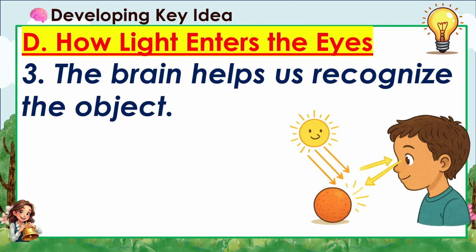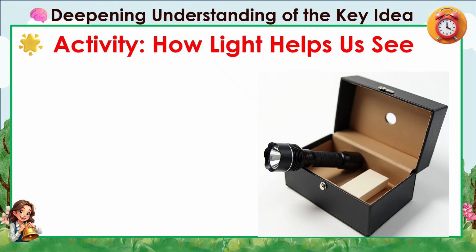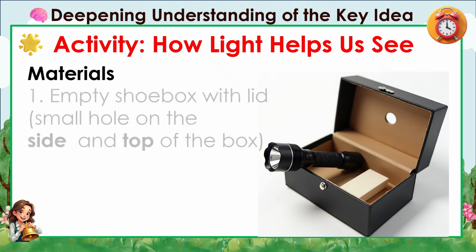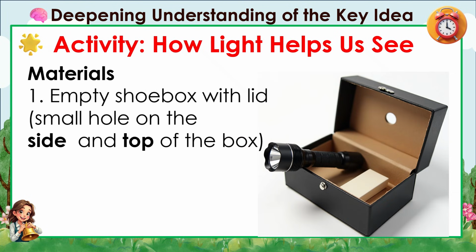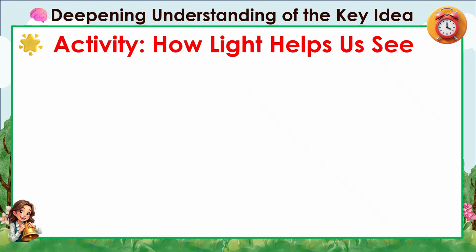3. The brain helps us recognize the object. Our eyes send a message to the brain so we can understand what we are seeing. For this activity, how light helps us see? We will be needing 1 empty shoebox with lid. There will be a small hole on the side and on the top of the box. 2. A small object, that could be an eraser, a toy, or a coin. And a flashlight. Okay, are you ready?